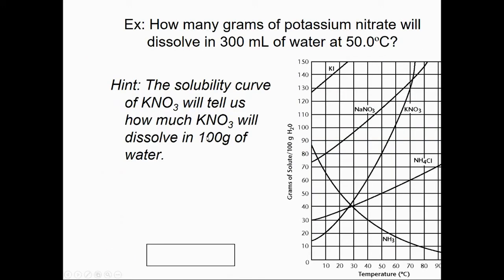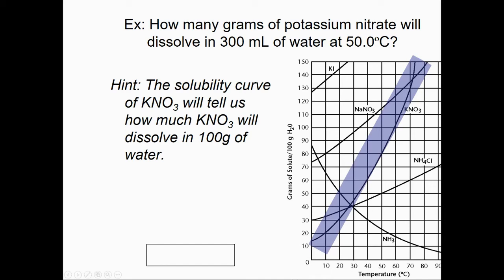Okay. How many grams of potassium nitrate will dissolve in 300 milliliters of water? Okay, now we have our first big change. This says 300 milliliters of water. But what we have is 100 grams or 100 milliliters of water. We want to know how much potassium nitrate will dissolve in 300 milliliters of water. So let's look for the potassium nitrate line. That's that one right here.